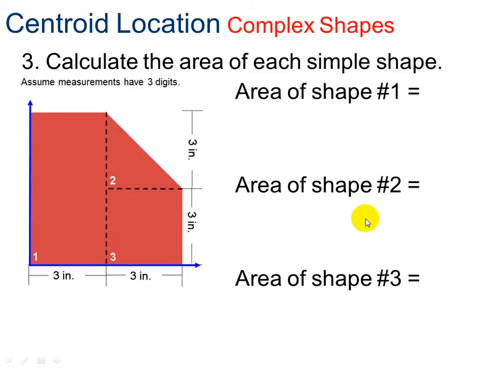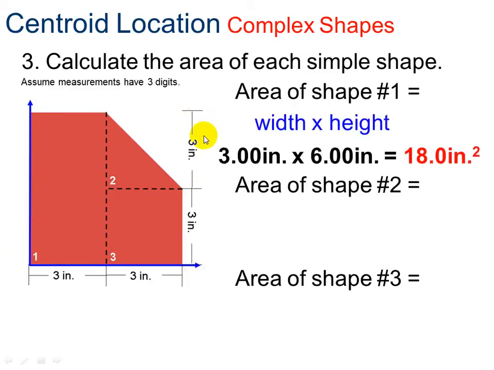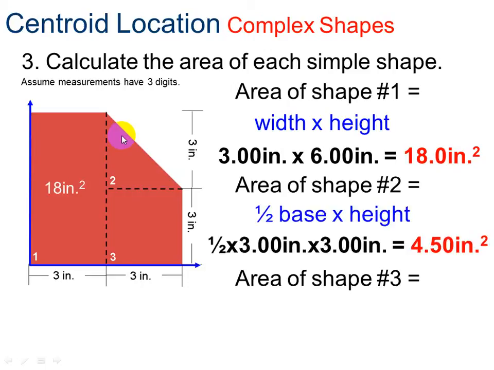Calculate the area of each simple shape. So I'm going to start here. Here's my reference point, and I'm going to calculate the area of this rectangle. That's base times height, so my base is 3 and my height is 6. So 3 times 6 is 18 inches squared. For shape number 2, labeled right here with a 2, it's a triangle, so it's going to be the base, which is 3, times the height, which is also 3, 3 times 3, and then we need to divide it by 2. So half of 9 is 4.5 inches squared for the area of this piece.